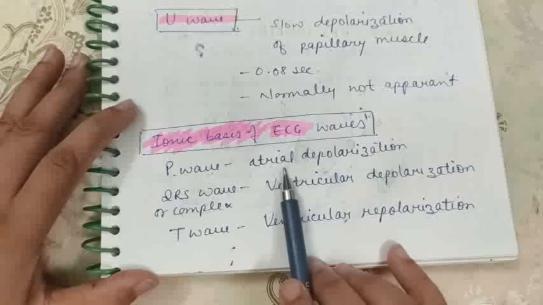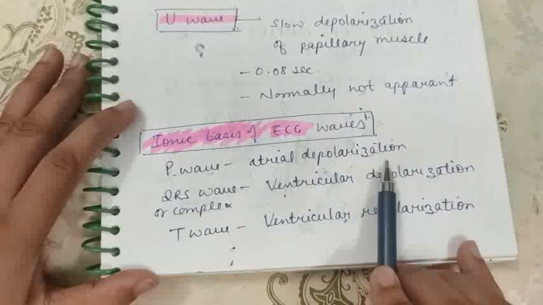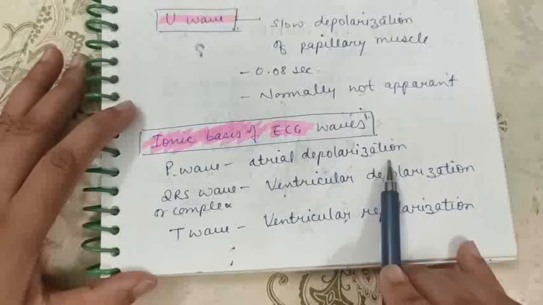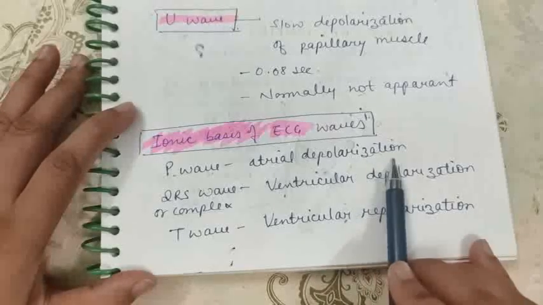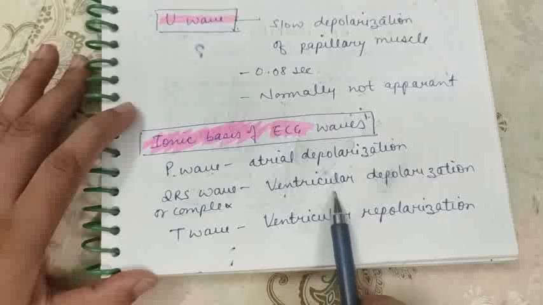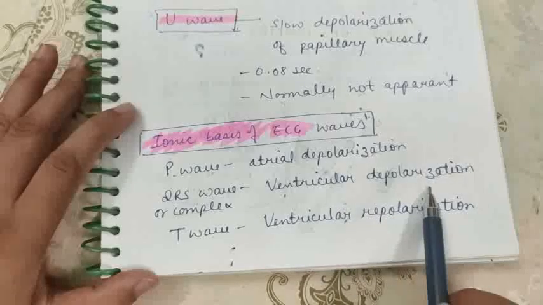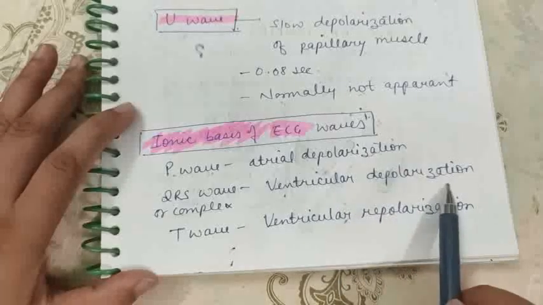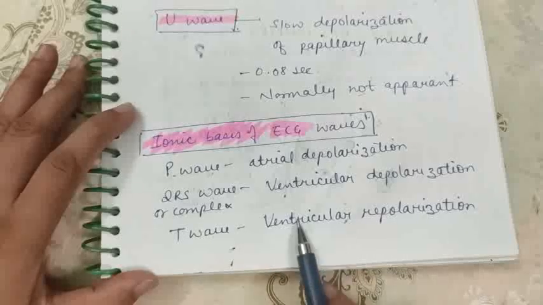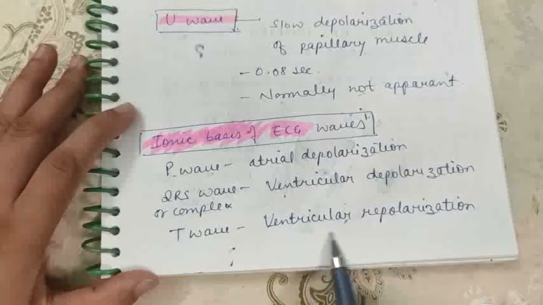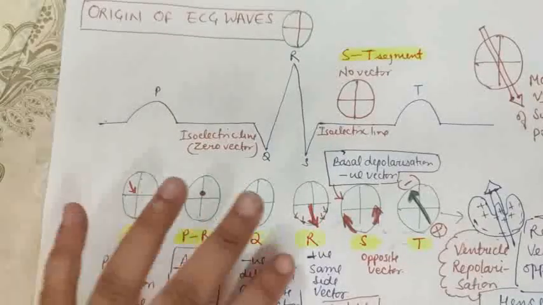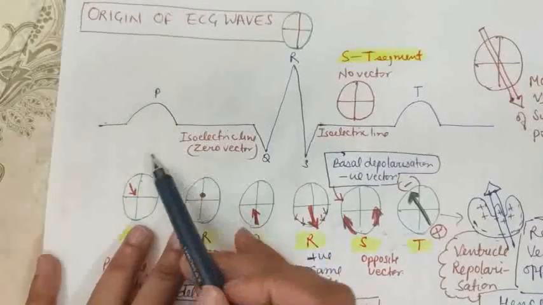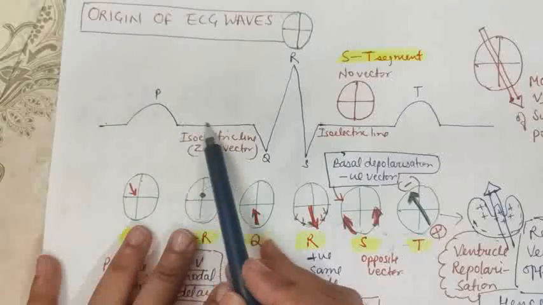P wave is basically because of atrial depolarization. Mind it, most of the students write atrial systole here. Systole is a mechanical activity. This is depolarization. QRS wave is because of ventricular depolarization, not systole. And T wave is when ventricles are repolarizing, so ventricular repolarization phase.